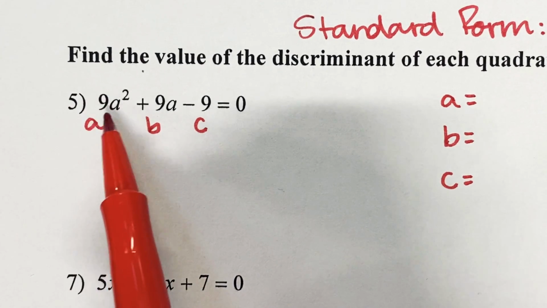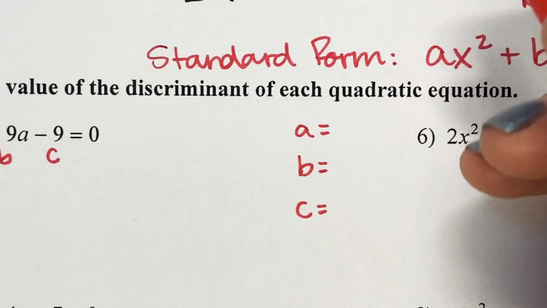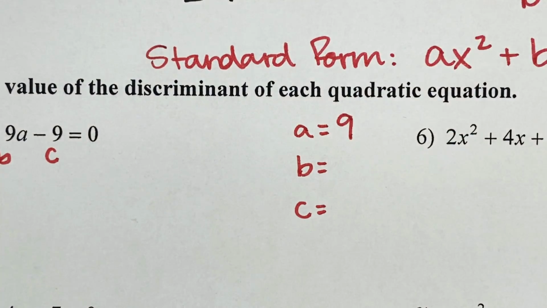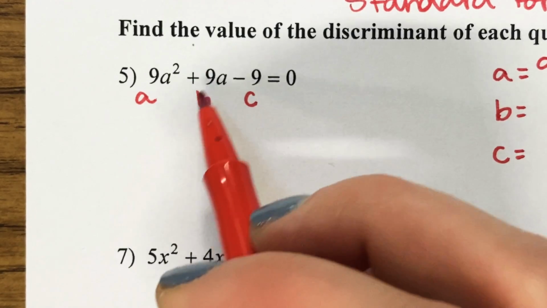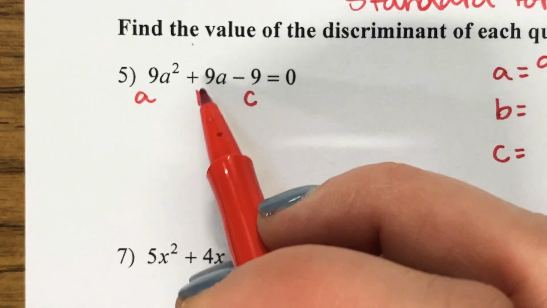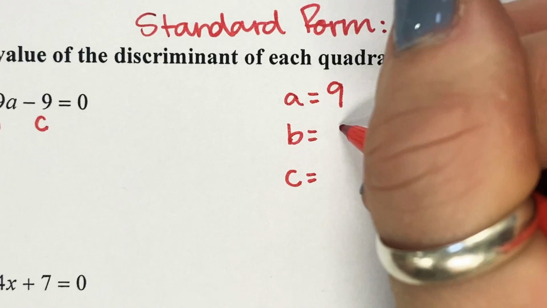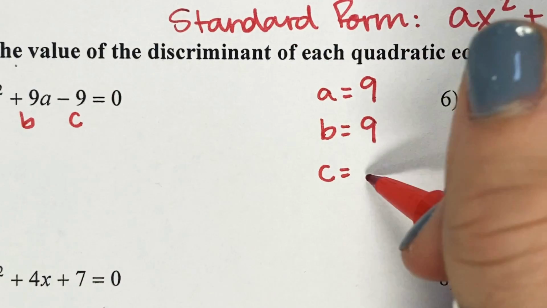Now we can identify our a, our b, and our c. So a is going to be the coefficient in front of your variable squared. So my a is 9. My b is going to be the coefficient in front of just the 1 variable, which is going to be 9. And my c is going to be -9.